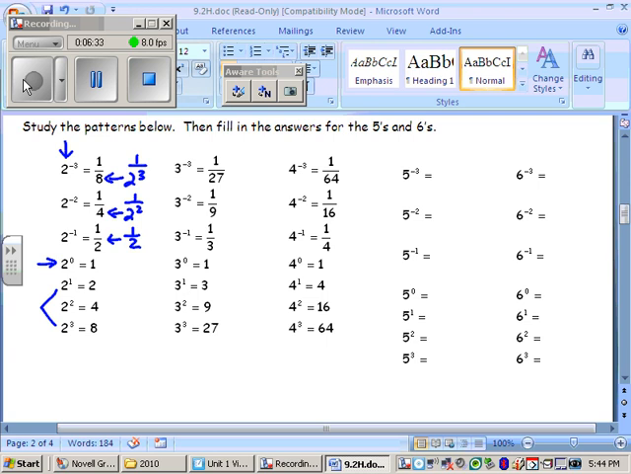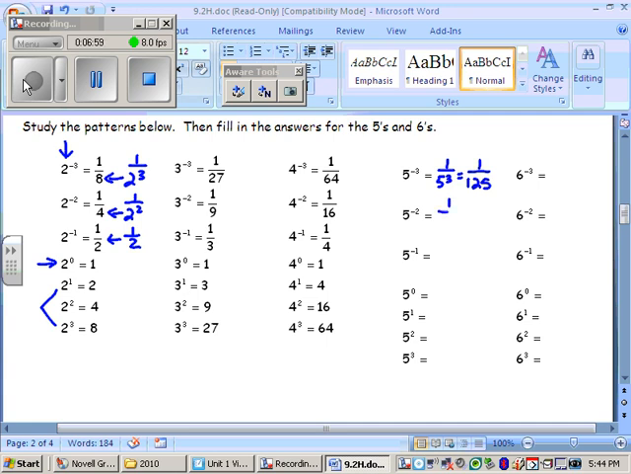If you study the 3's, you will see the same pattern occurs, as well as the 4's. Let's take a look at the 5's and the 6's. For the 5's, 5 to the negative third is 1 over 5 cubed, and 5 cubed, or 5 times 5 times 5, is 125.